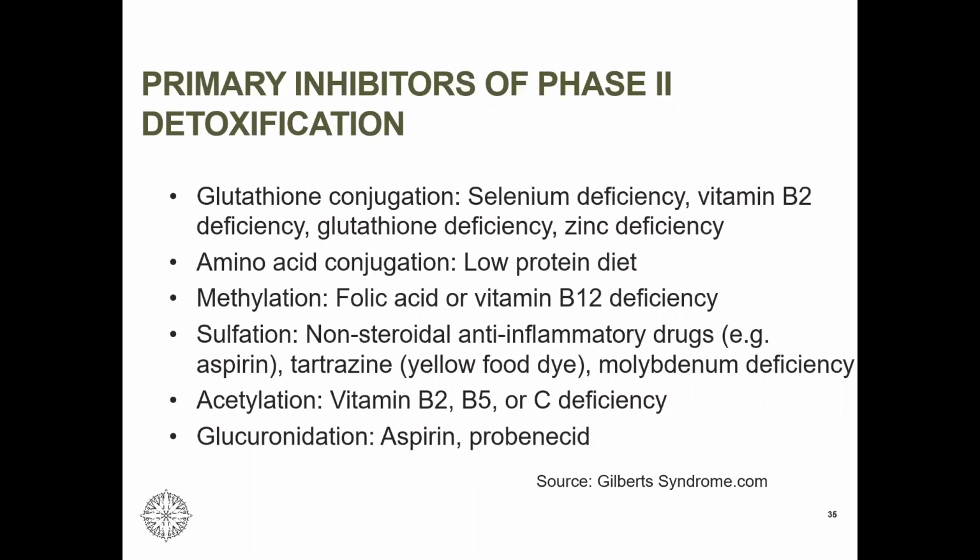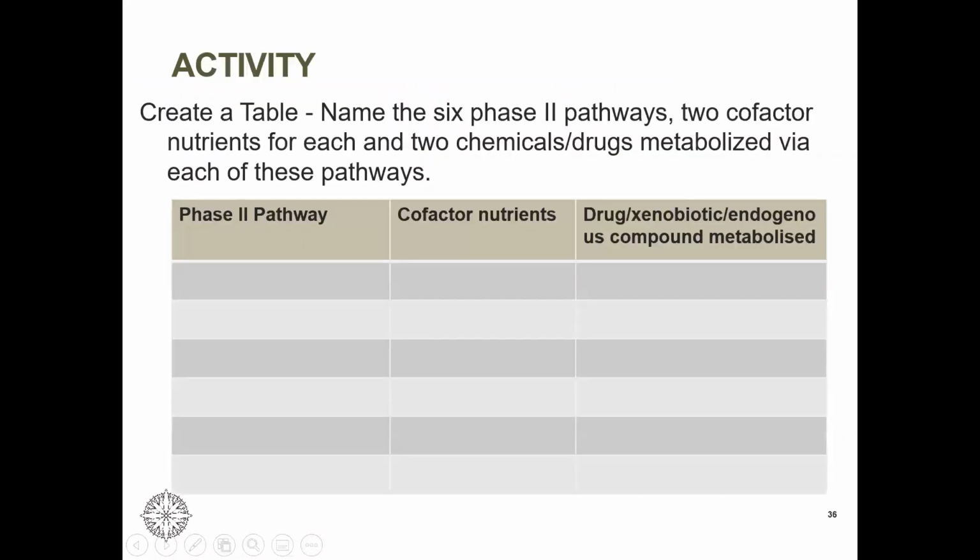Now this slide is listing some of the inhibitors, and you can see that mostly it is talking about deficiency of certain nutrients that can impact the conjugation pathway. So just being mindful of all these wonderful micronutrients that can support the liver.